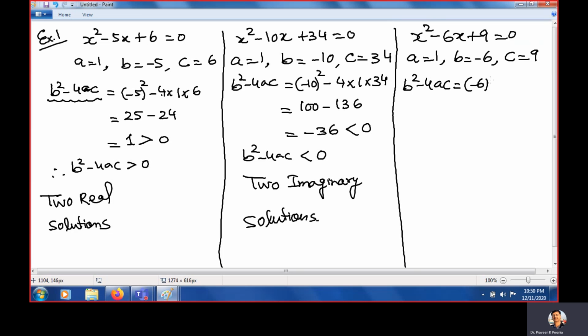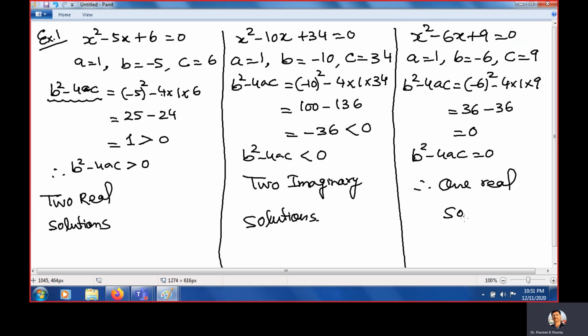b square means minus 6 whole square, minus 4 into 1 into 9. Minus 6 whole square is 36, minus 4 times 1 times 9 is 36. 36 minus 36, it is 0. Because b square minus 4ac is equal to 0, clear? Therefore, one real solution. Clear? So this type of question we generally ask for 1 mark only.